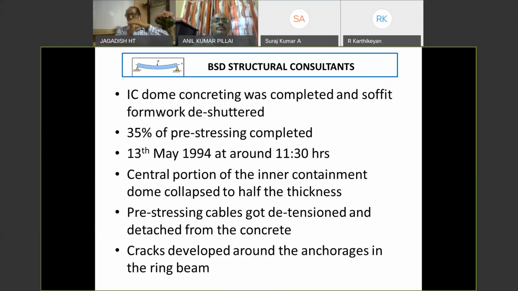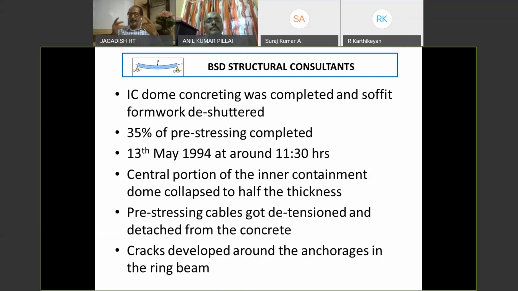When it pushes the dome down, this soffit formwork will experience huge force, not at all designed for that force, and it may damage all the supporting structure below the formwork. And that's also not advisable. So we always remove the soffit formwork, allow the dome to be freestanding, then do pre-stressing.